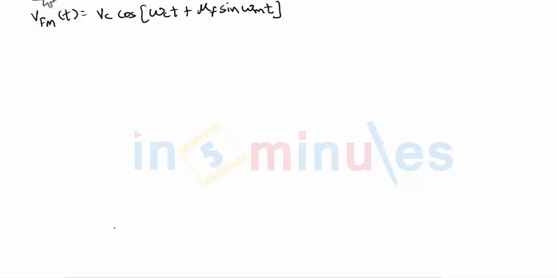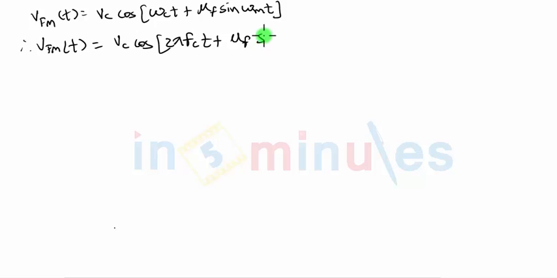So continuing the analysis, in the previous clip we had derived the expression for FM when the modulating signal is a single frequency signal in cosine form. This is how the expression looks. If I write the expression in the form of frequency in hertz, then I will replace omega c with fc, which becomes 2 pi fct plus mu f sine, and omega m I'll replace with 2 pi fm, where fm is the modulating frequency in hertz. So that becomes my complete expression of the FM signal for a single frequency sinusoidal signal.